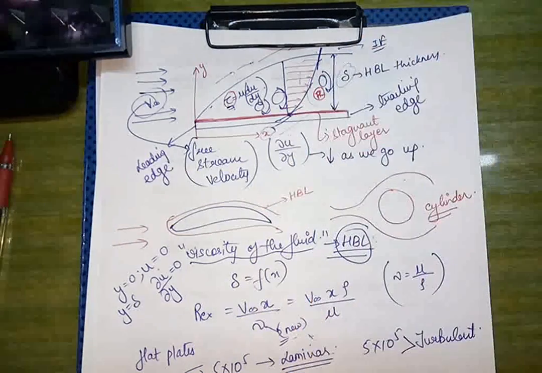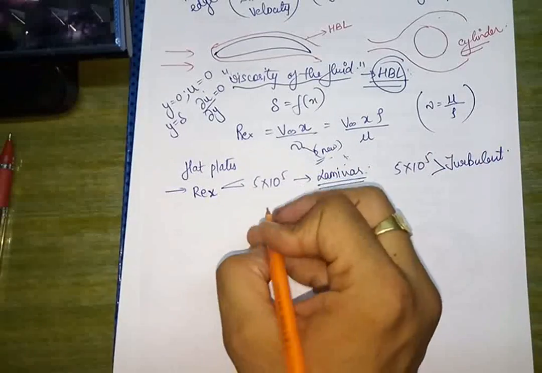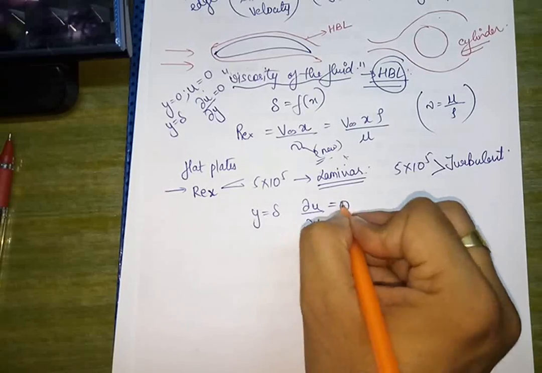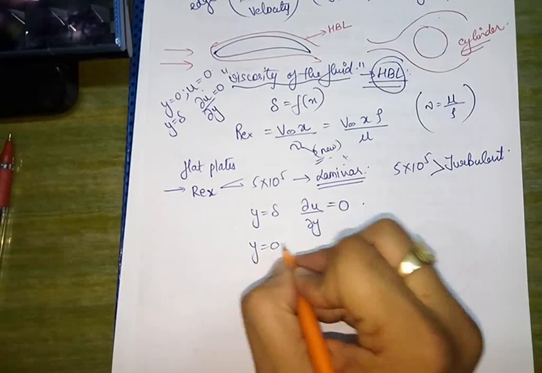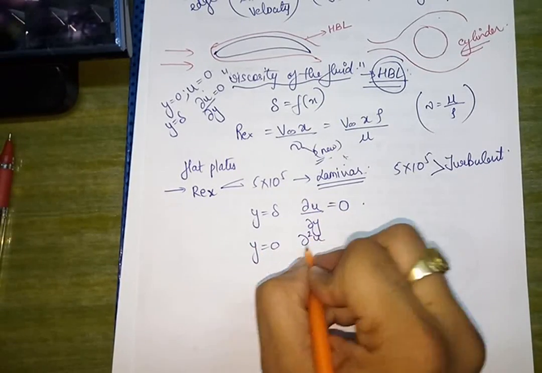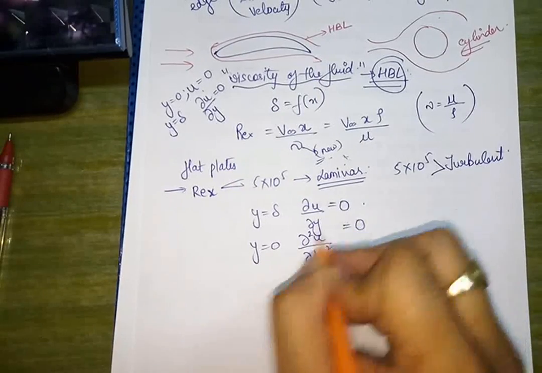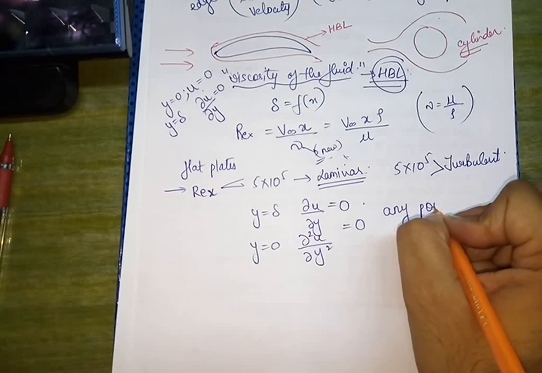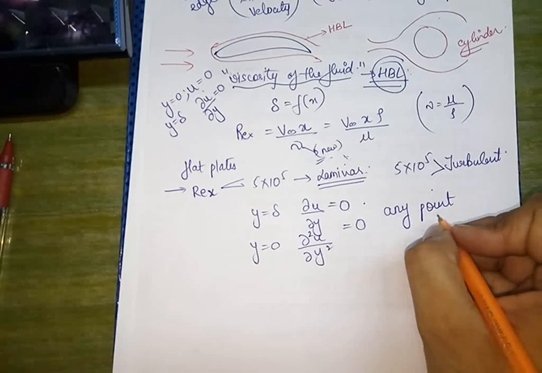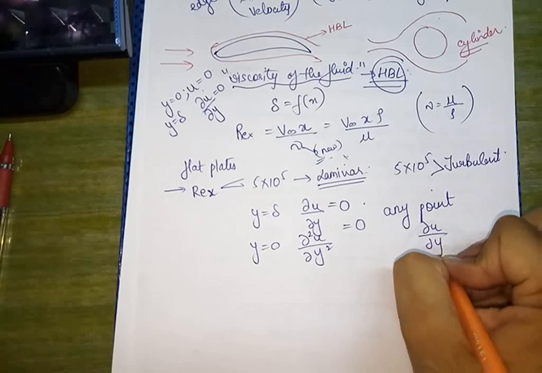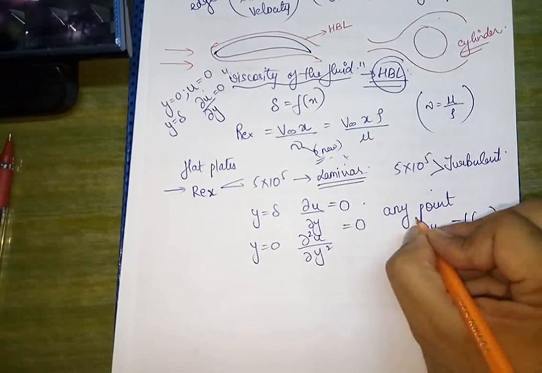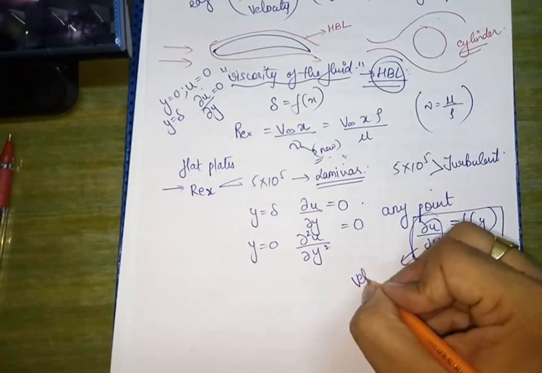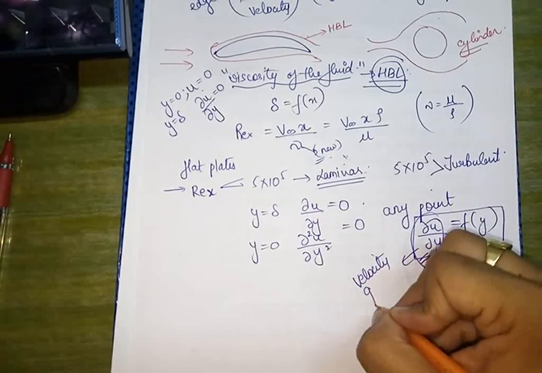Okay, so we wrote down that at y is equal to delta, del u over del y is equal to 0. At y is equal to 0, del square u upon del y square is equal to 0. Therefore at any point, del u over del y is actually a function of y. Del u over del y, that is velocity gradient. This is called the velocity gradient.